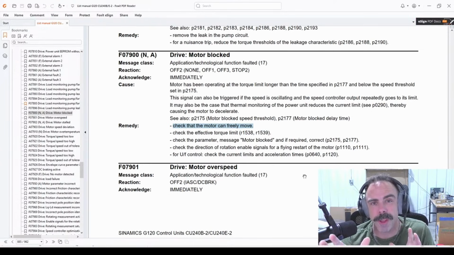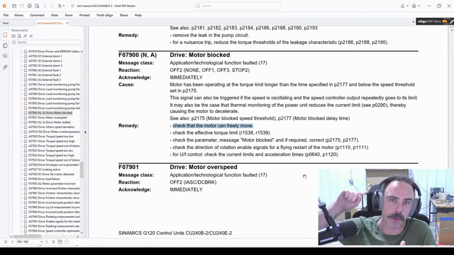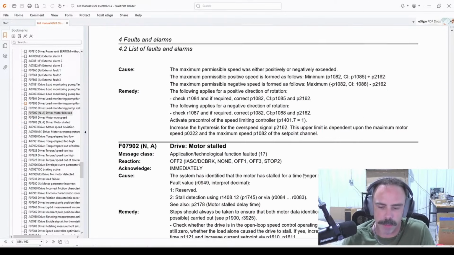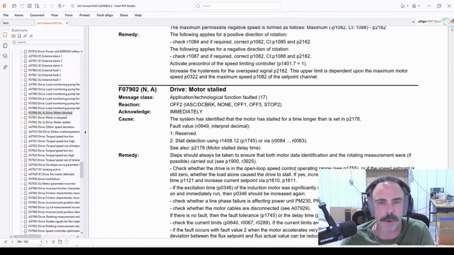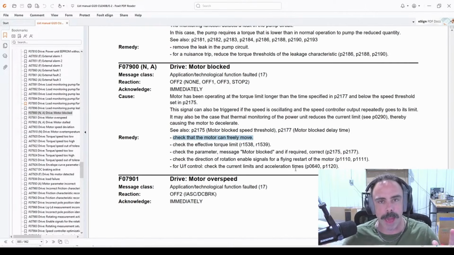There's two thresholds. There's a speed threshold and a current limit, or a torque limit. And it talks about this here. So parameter 2175 is your motor blocked speed threshold. So if it's below that, you'll get this motor blocked. If it's above that, you might get, I believe it's a 7902, a motor stalled. So those are essentially telling you the same thing: hey, I've bumped into current limit for too long.